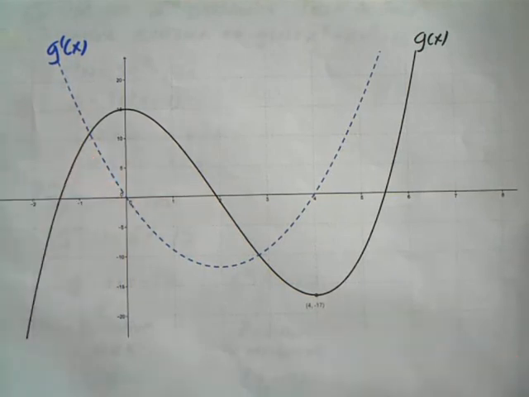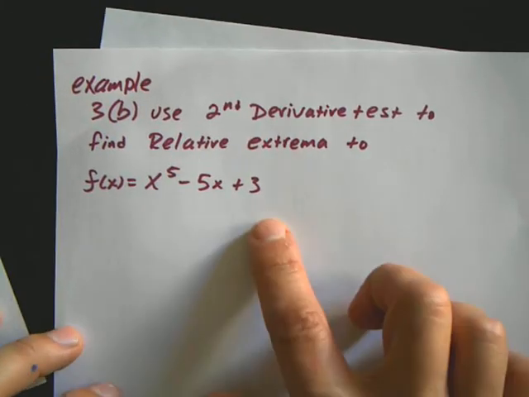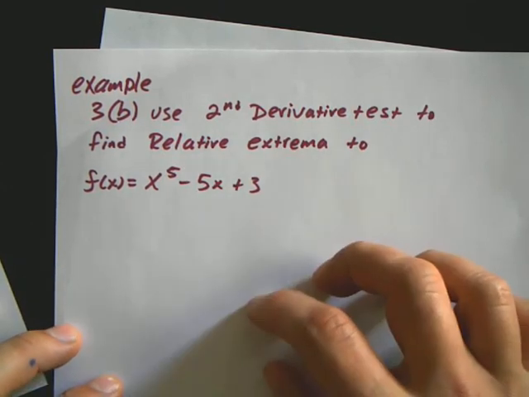Alright, one last example for you guys to try on your own. Use the second derivative test to find the relative extrema to this. So go ahead and find the critical points. Use the second derivative test. Give you a moment to pause it.